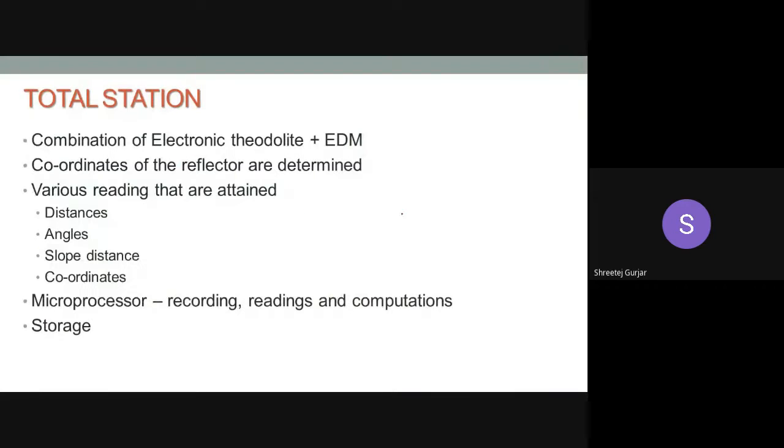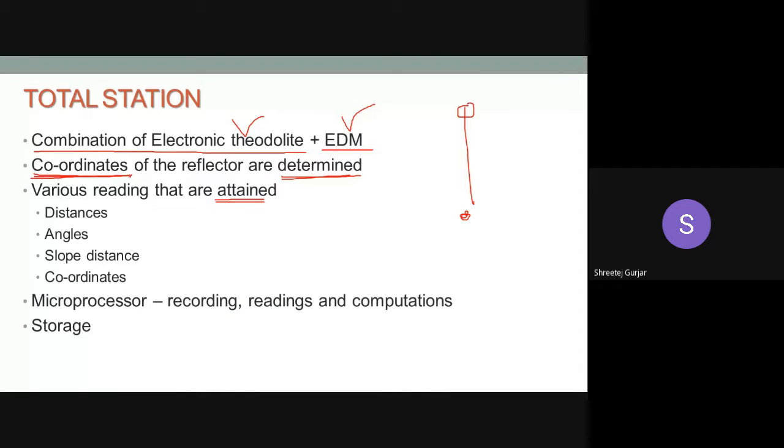Okay, coming to a few other details, as I've told you, a total station is a combination of electronic theodolite and EDM. Okay, keep this in mind. It is not just an EDM, it is a combination of these two. So as I've told you, the coordinates of that particular ground point where you hold your reflector are determined. Not the coordinates of the reflector, but of the ground, that are recorded. Okay, various readings can be attained from a theodolite. Suppose you place it on a ground and you take a reading.